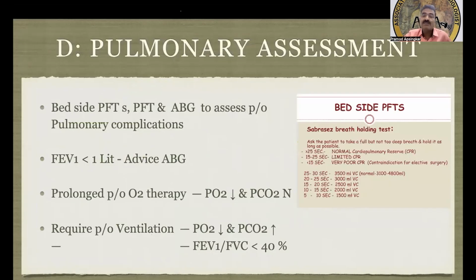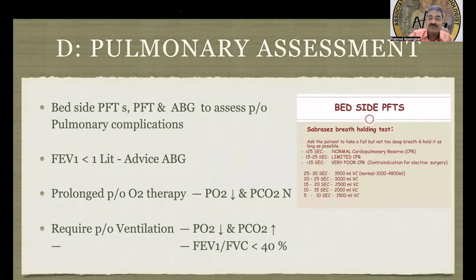So we have to assess the pulmonary complications. How much chance of pulmonary complication there is in the post-operative period can be assessed at the bedside. If the patient is not able to breath hold for 10-15 seconds, that means his vital capacity is less than 1.5 to 2 liters. And if it is like that, we have to do PFT. And in PFT, if FEV1 is less than 1 liter, we have to advise ABG. And on ABG, if there is hypoxia without any hypercarbia, that means these patients require only oxygen in the post-operative period after major surgery.